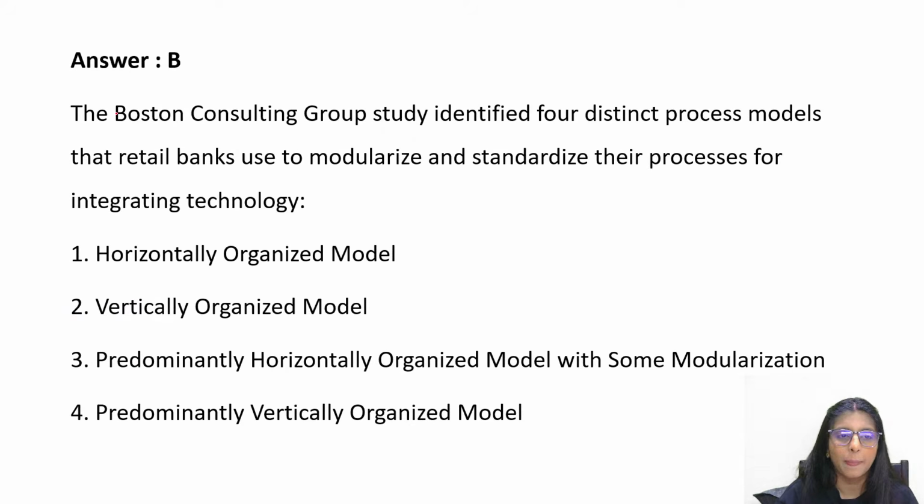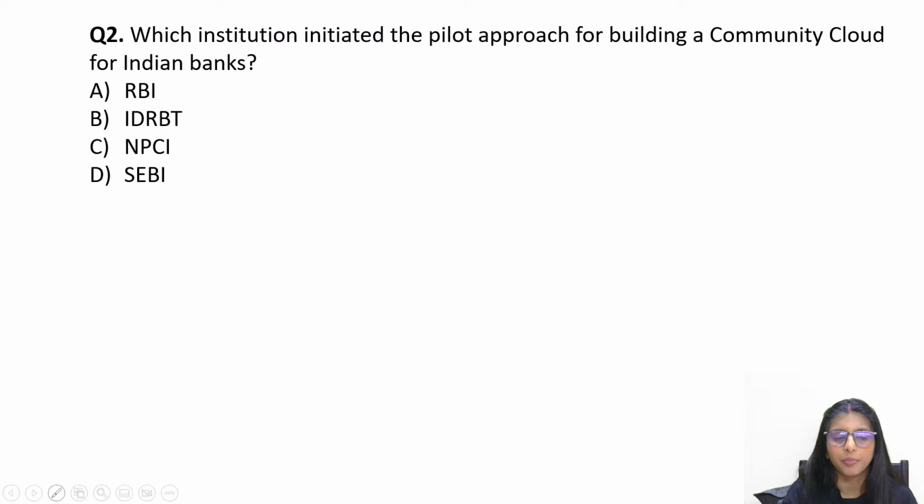Next question. In which of the following models is customer information centralized? Horizontally organized model, vertically organized model, branch organized model, mixed organized model. It is basically under the vertically organized model. That is option B.